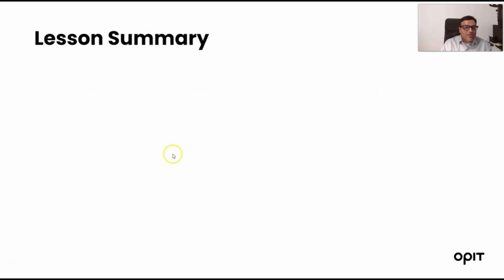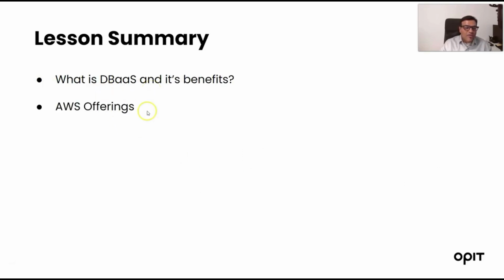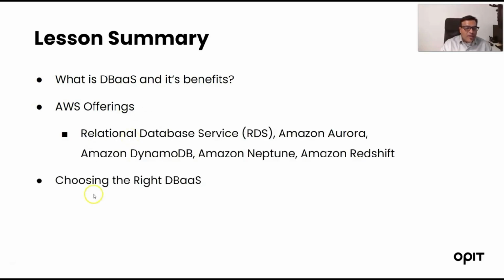So with this we have come to the end of this lesson. We understood what database as a service is, and looked at some of the benefits. We looked at the various AWS offerings, whether it is your relational, non-relational offering, and your data warehouse solution. And then we looked at how we choose the right database as a service solution. And then again, similar offerings from GCP and Azure.